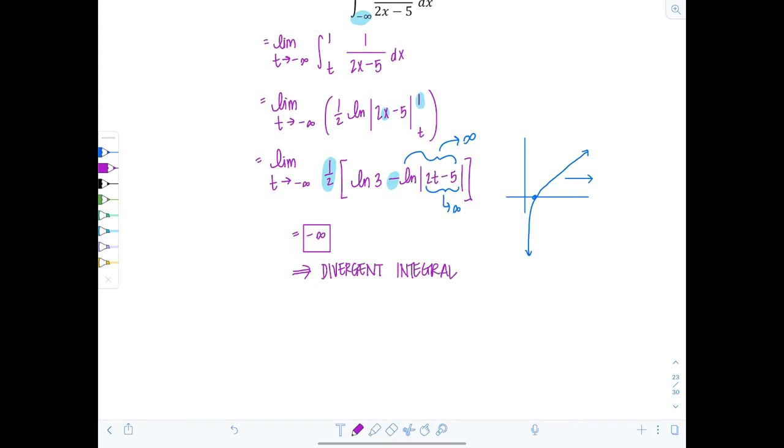And remember, if you have a definite integral, it represents the area underneath the curve of a function. In this case, there's just too much area underneath the curve for that limit to approach a finite value.